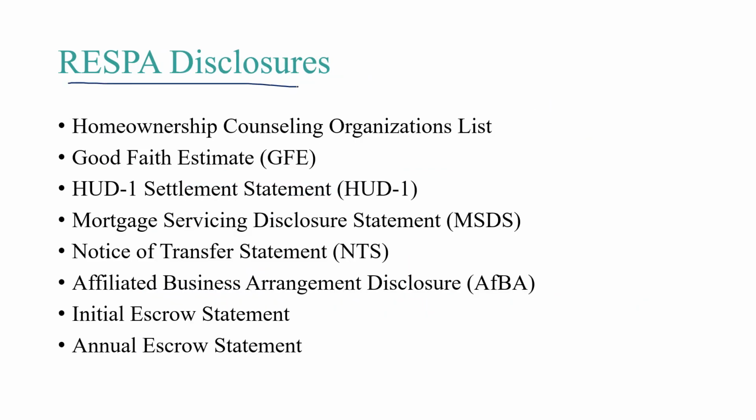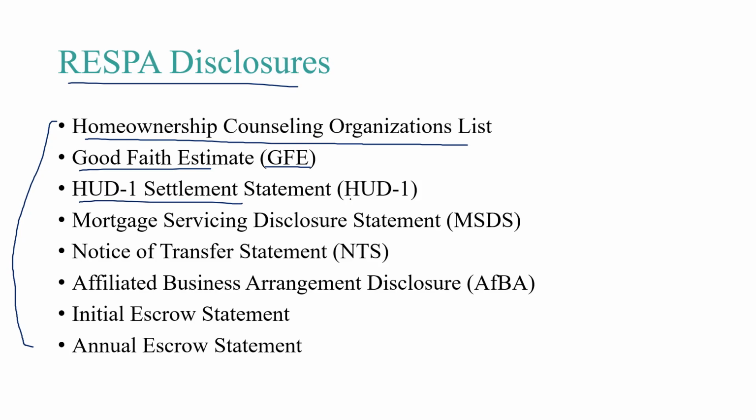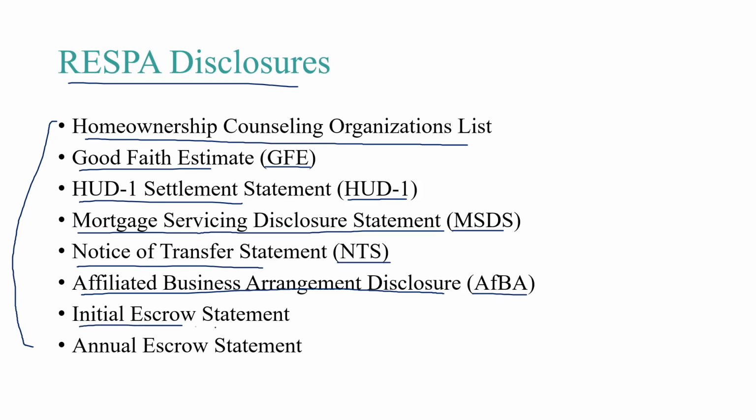Let's talk about RESPA's disclosures. There are several RESPA disclosures that you need to be familiar with. The Homeownership Counseling Organizations List, the Good Faith Estimate, also known as the GFE, the HUD-1 Settlement Statement, also known as the HUD-1, the Mortgage Servicing Disclosure Statement, also known as the MSDS, the Notice of Transfer Statement, also known as the NTS, the Affiliated Business Arrangement Disclosure, also known as ABA or AFBA, and the Initial Escrow Statement and Annual Escrow Statements.